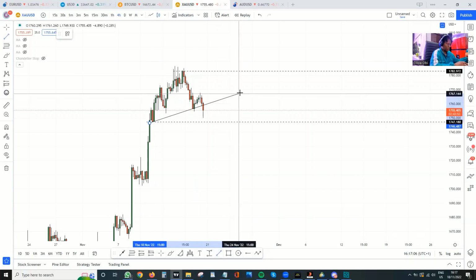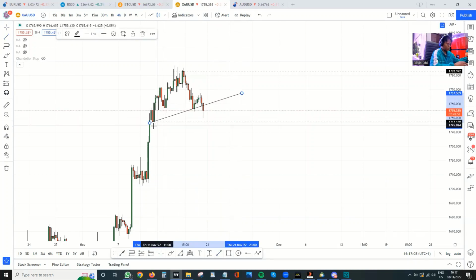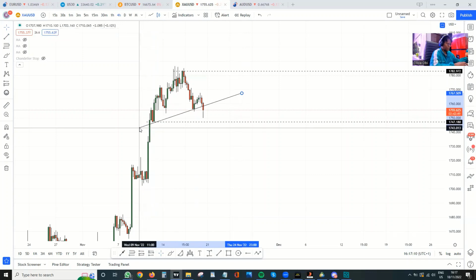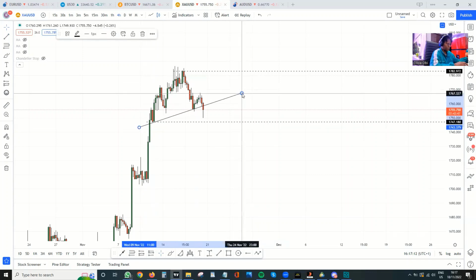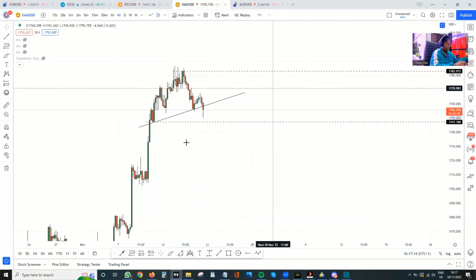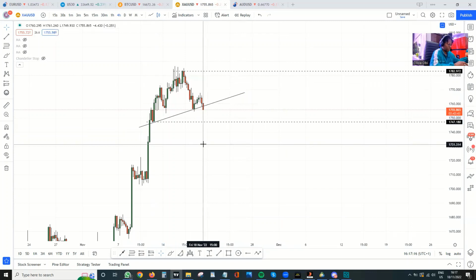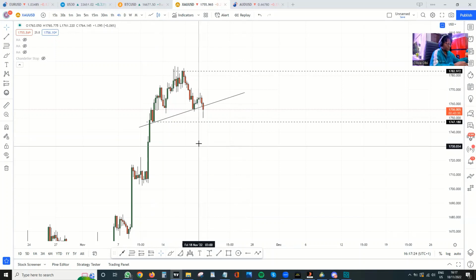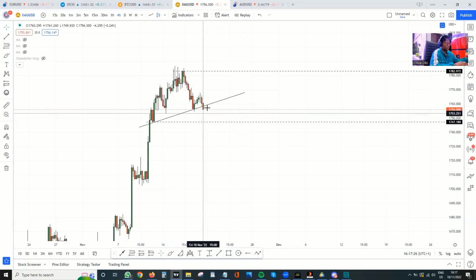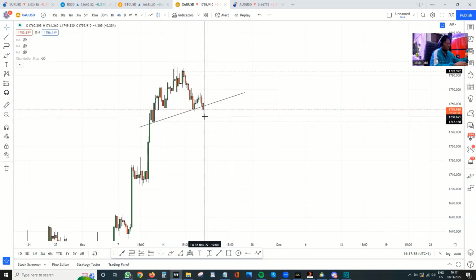Oh wow. Wow. This 4 hour time frame. Let me see. This candle started by 3. Okay. It's going to close in the next 2 hours.